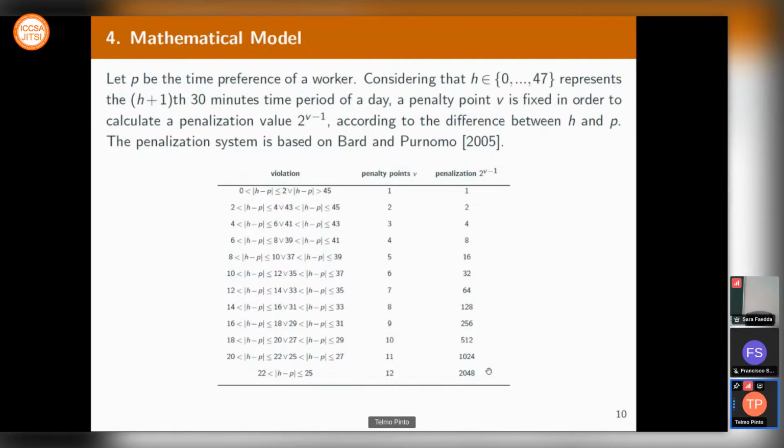To include workers' preferences, and based on the quantification of preference violations proposed by Bard and Purnomo, we can see in this figure that we propose a scheme where the greater the difference between the worker's preference and the time he or she is assigned, the greater the penalty in the objective function. And this behavior, as we can see in this figure, grows exponentially.